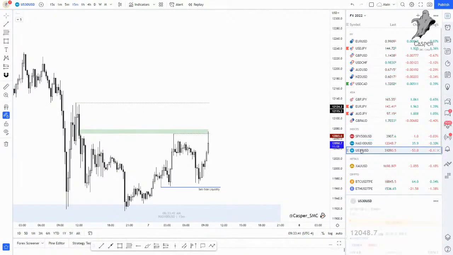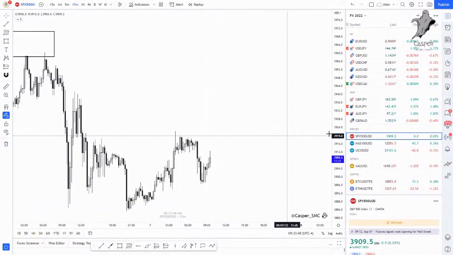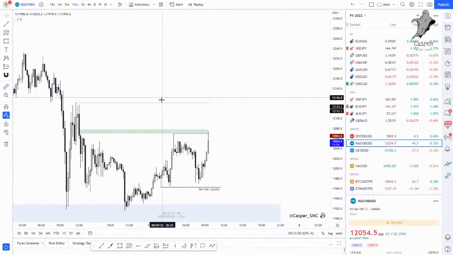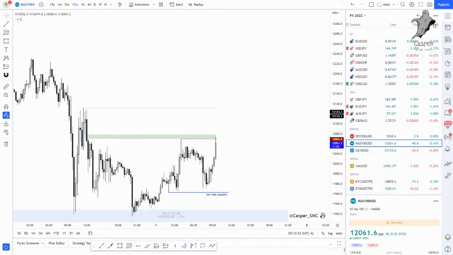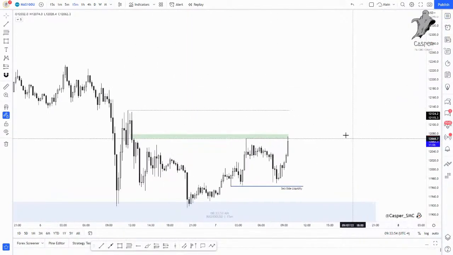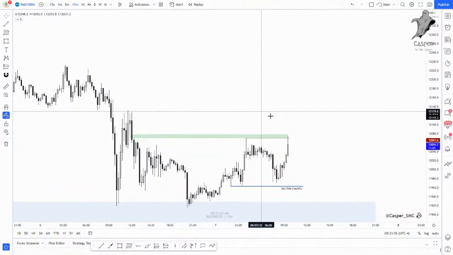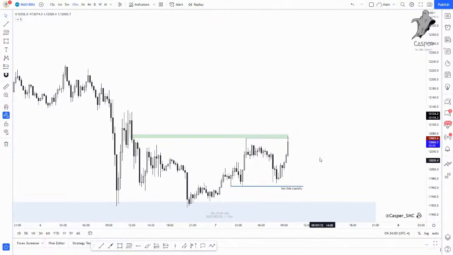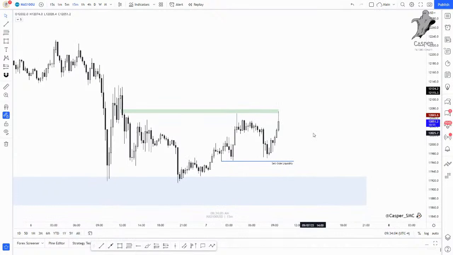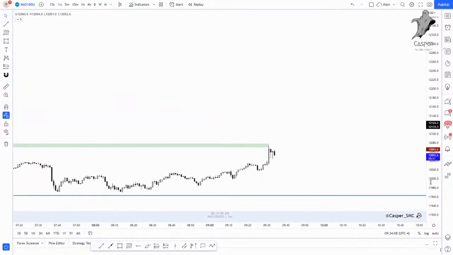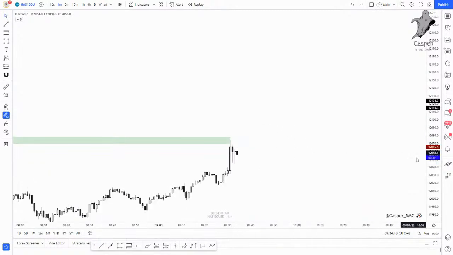the NASDAQ does have some SMT going on. See how it's making a higher high, and we are not making a higher high on the S&P. So this is pretty interesting. Let's see where we go with this. Ideally, I would like a 3 drive up here into this level, but we might not get it. We'll see.